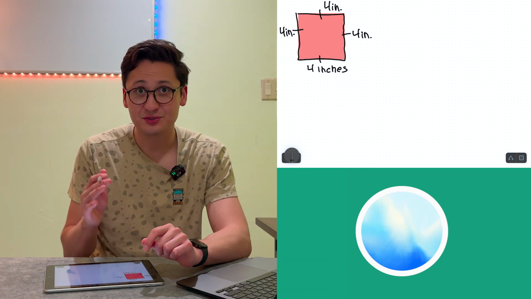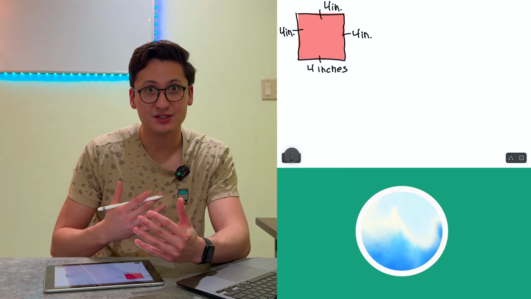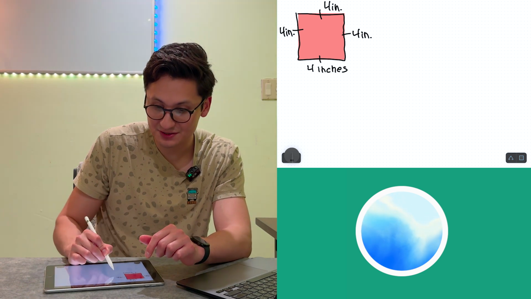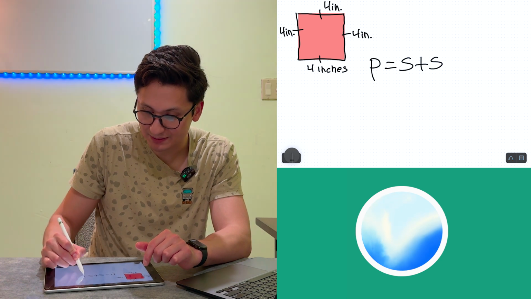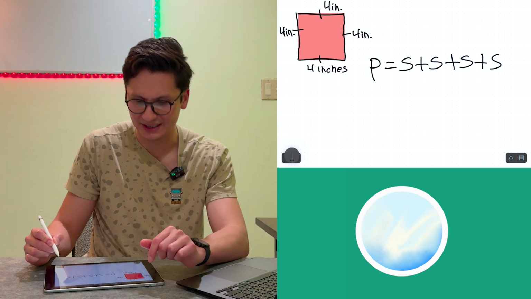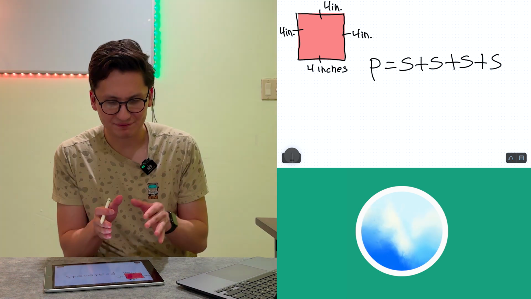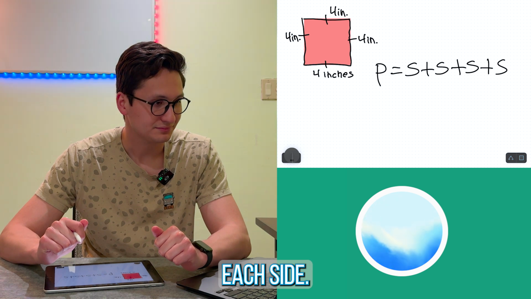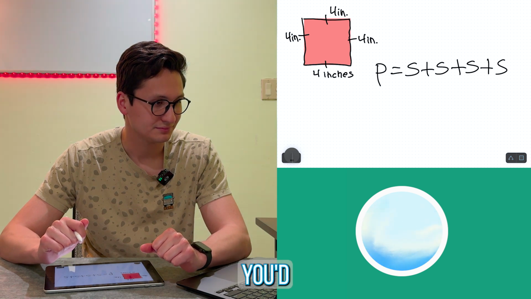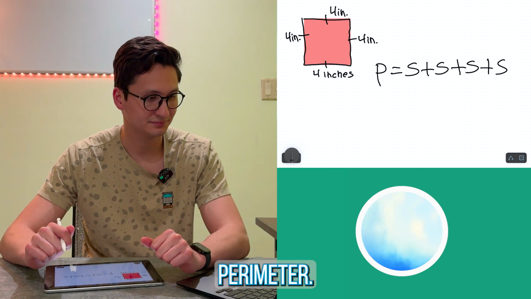So I know that in school, they give me a chart, and in that chart, there's a formula that says P equals side plus side plus side plus side. How can I use this formula to find the perimeter of this square? You can use that formula by plugging in the length of each side. Since each side is 4 inches, you'd add 4 plus 4 plus 4 plus 4. That gives you the perimeter.